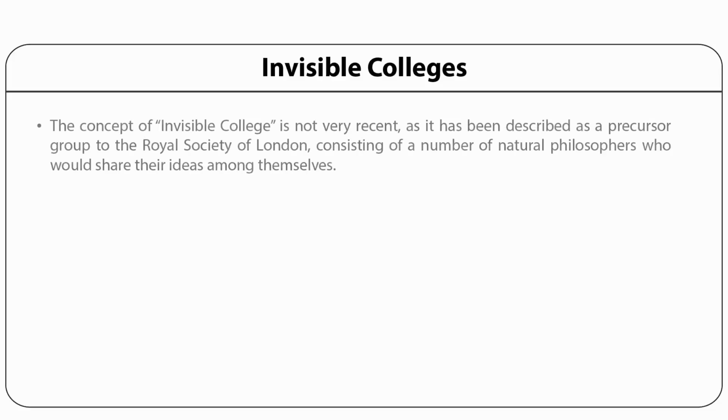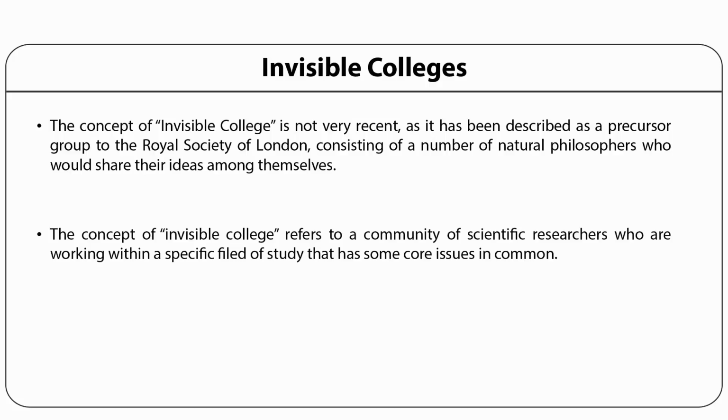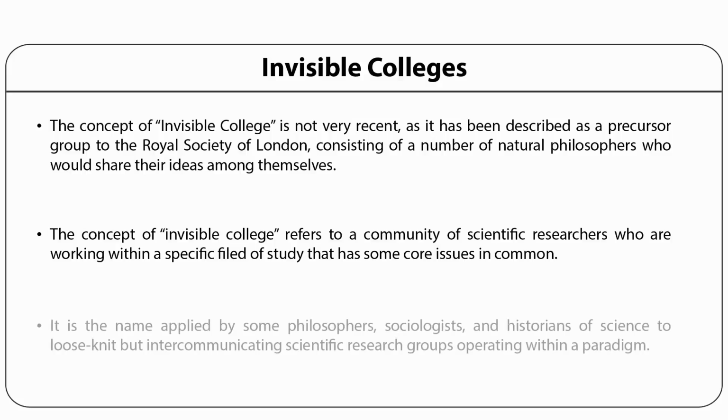Invisible colleges. The concept of invisible college is not very recent. It has been described as a precursor group to the Royal Society of London, consisting of a number of natural philosophers who would share their ideas among themselves. The concept of invisible college refers to a community of scientific researchers who are working within a specific field of study that has some core issues in common. It is the name applied by some philosophers, sociologists, and historians of science to loose-knit but intercommunicating scientific research groups operating within a paradigm.